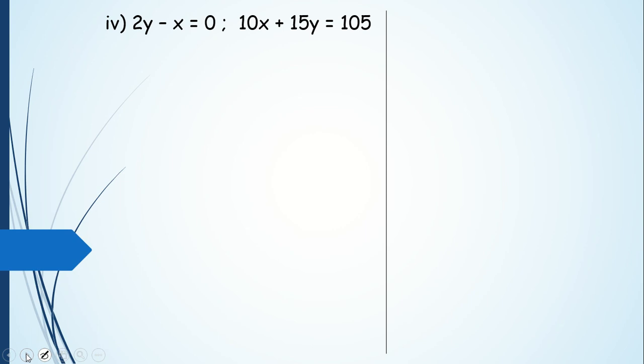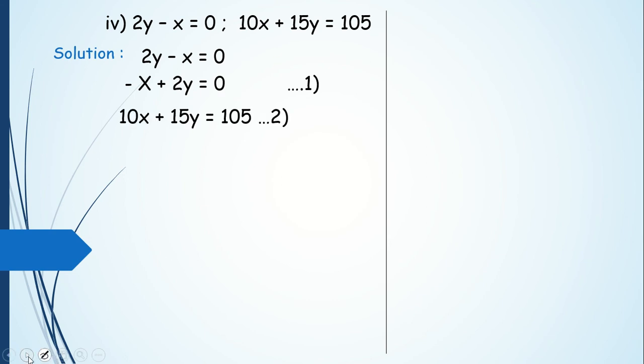2y minus x is equal to 0 and 10x plus 15y is equal to 105. Here you'll have to rearrange a little because the y term has come first and x later. So you'll just have to rearrange the equation a little. We will only take the x term first and then y. Minus x plus 2y is equal to 0. And then we write the next equation, 10x plus 15y is equal to 105. That's it.